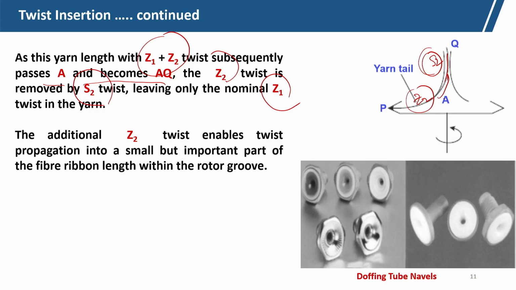The additional Z2 twist enables the twist propagation, using the higher torque into the small but important part of the fiber ribbon length with the rotor groove. Within the rotor groove, although it is smaller in magnitude, it helps in the yarn formation and less yarn breakage between P and A.